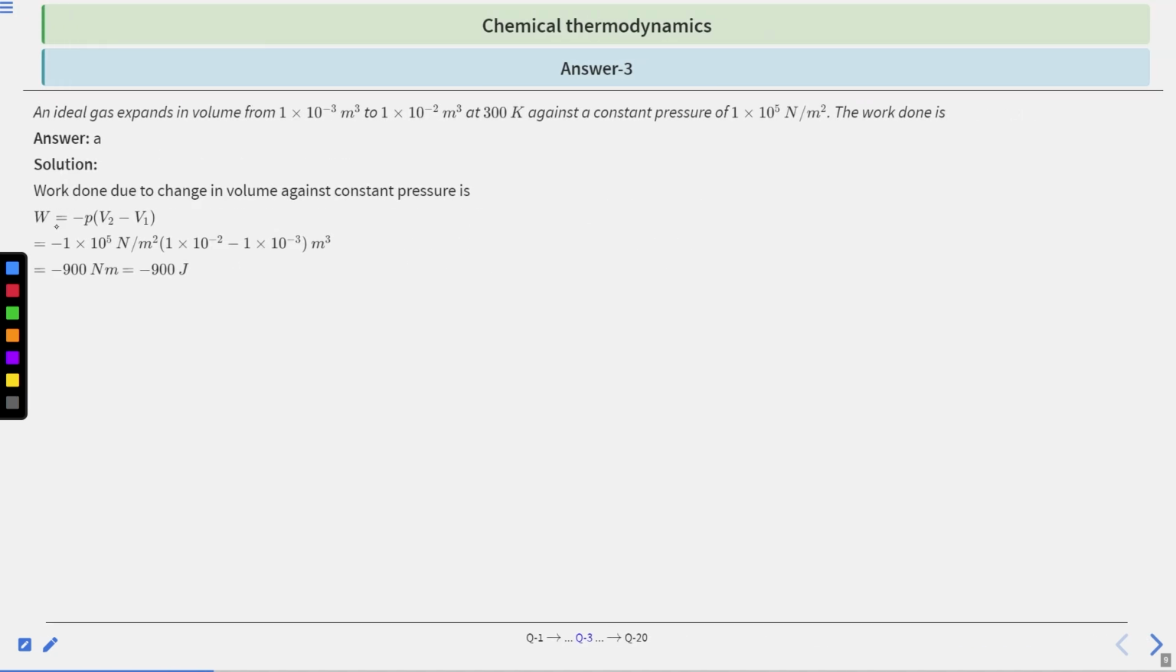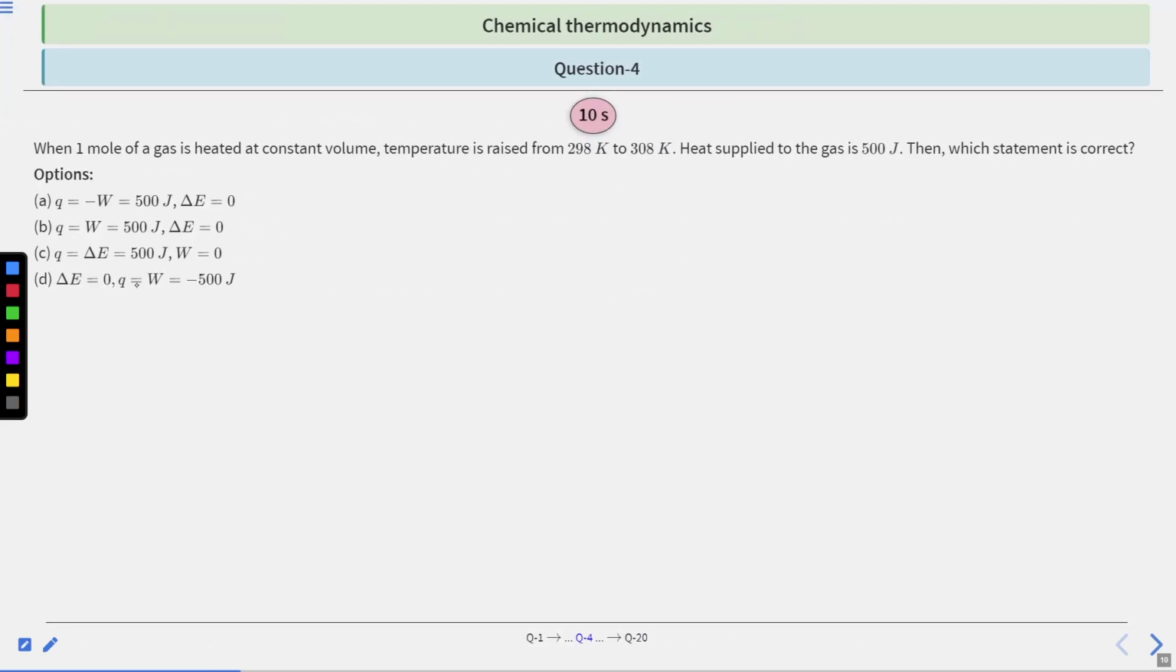Okay, so the correct answer will be option A. Work done due to the change in volume against constant pressure is given by work done equals minus P multiplied by the change in volume. On putting the values in this equation with its units, we get work done equals minus 900 Newton meter, which is minus 900 joule. Hence option A will be the correct answer. Moving on to question number 4.